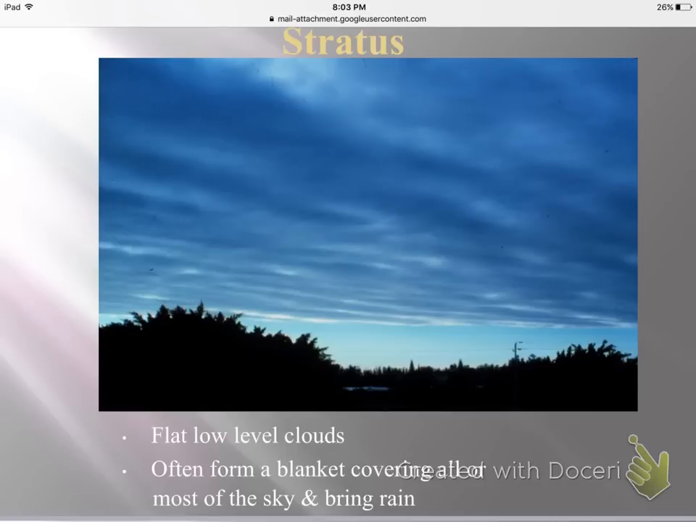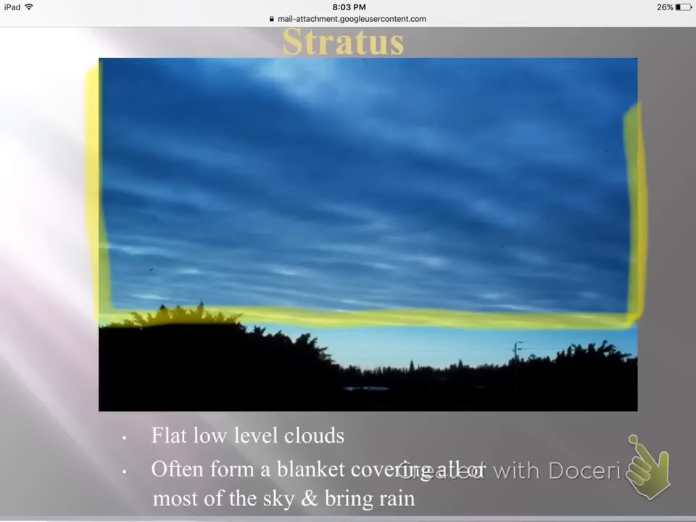So next is the stratus clouds, and these clouds just kind of blanket on the sky. You can see how it just looks like one big blanket across the picture here. These clouds are also low-level clouds, like the cumulus clouds, and they cover the entire sky and typically mean that there's going to be rain coming with them.